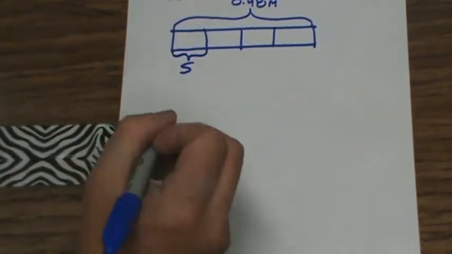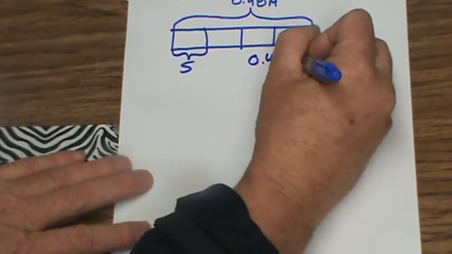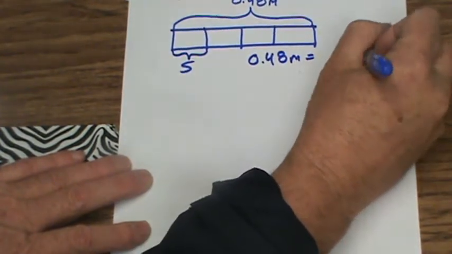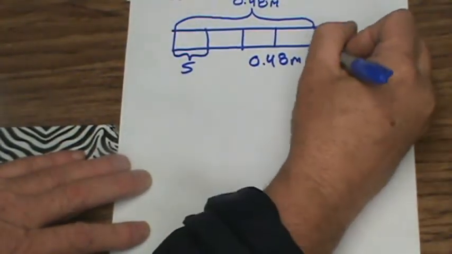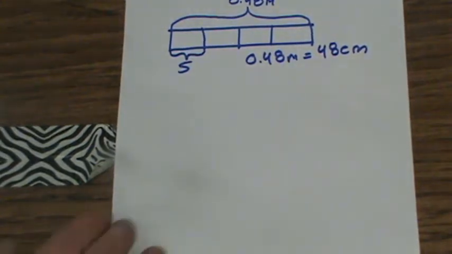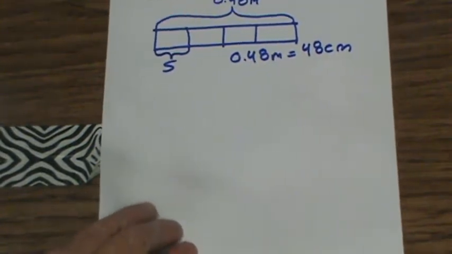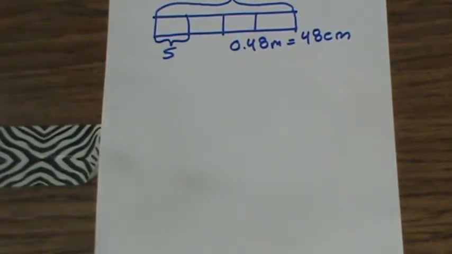Well, let's find out. We're going to say 0.48 meters would equal how many centimeters? Well, remember, 100 centimeters are in a meter, right? So this would just equal 48 centimeters. 48 out of 100. All right? So we got that. And now we just need to figure out how much each one of these are. So let's think about that.